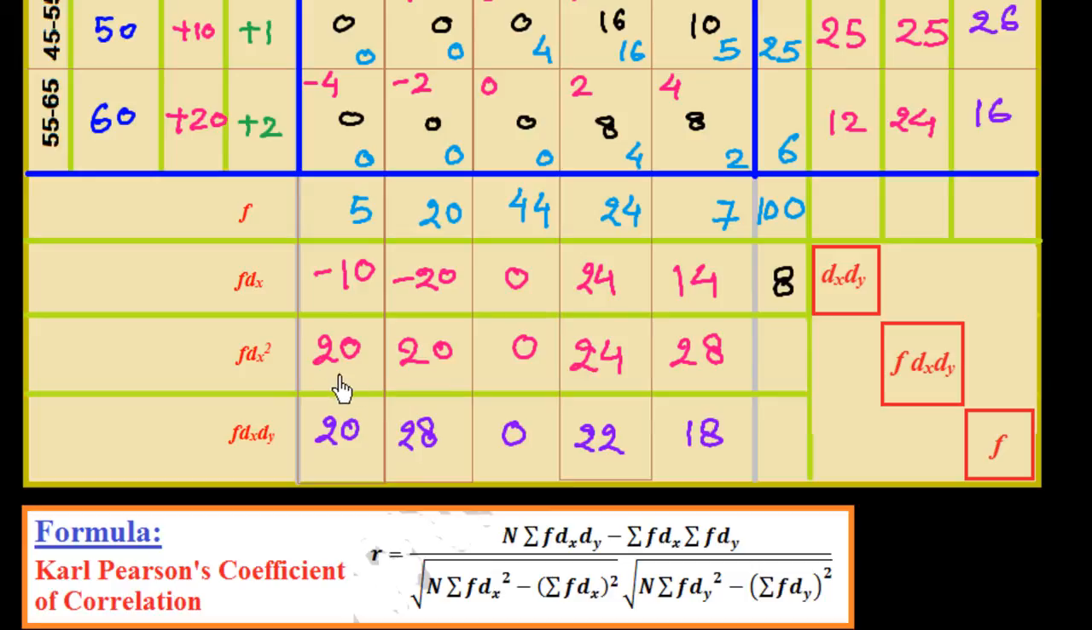And here you see 20 plus 20, 40 plus 24, 64, 64 plus 28, it is 92. You got here 92. And here you see 20 plus 28, 48, 48 and 22, 70, 70 plus 18, 88. Got here 88.